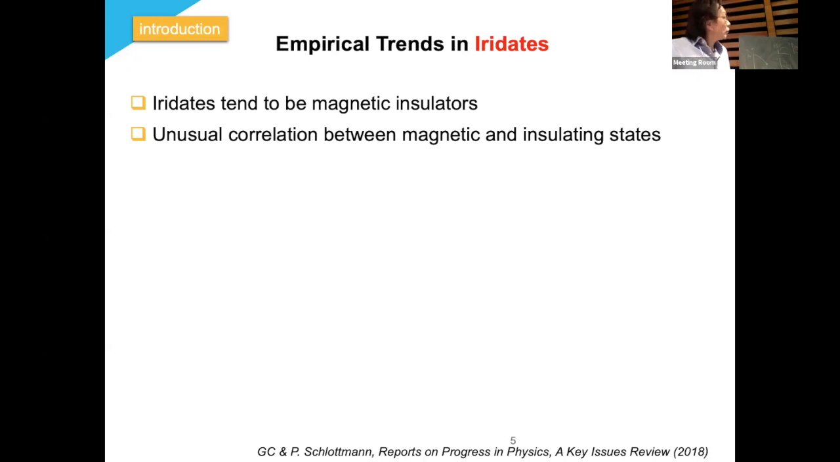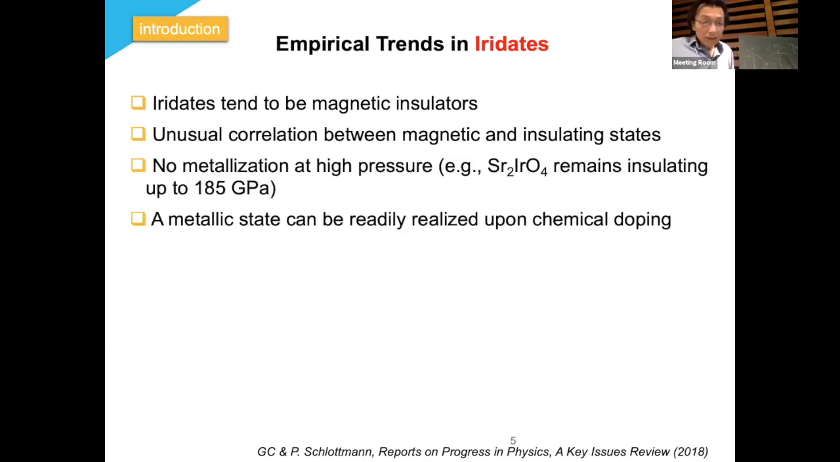But then with a couple of exceptions, almost all iridates are magnetically ordered and insulating. Right? And then also there is unusual correlation between the magnetic and the insulating states. This is something that I'll come back to later. And then one other outstanding feature is that these materials do not metallize easily at high pressure.